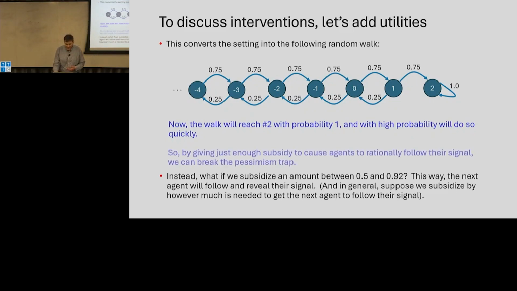Good. So that's kind of nice. And so the summary here is that by giving just enough subsidy to cause agents to rationally follow their signal, you could break this pessimism trap without asking agents to do something that's not in their best interest. Of course, we have to pay them, but only temporarily. Once it gets above the -2, then you won't have to.